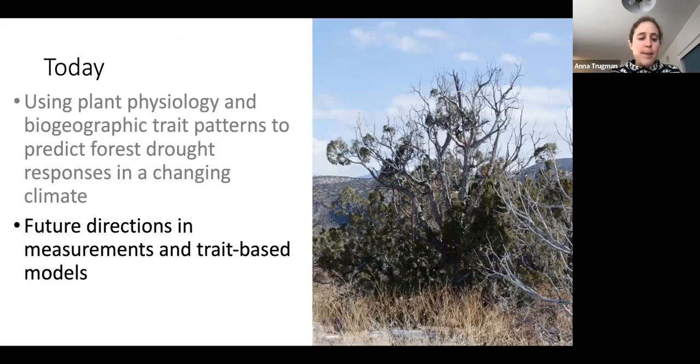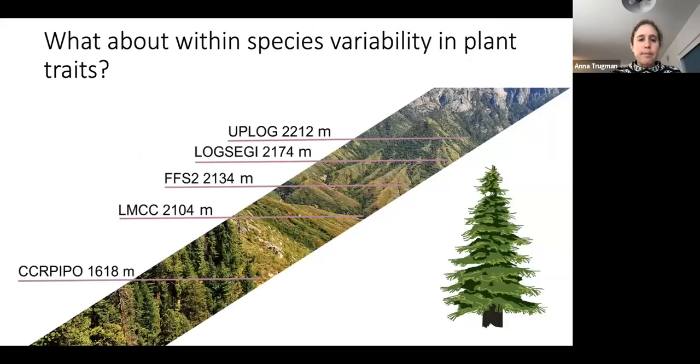And so now I want to talk about some future directions in both the work that we're doing in my lab and other researchers are doing, both for measurements and trait-based models. So I showed you some simulations based on species averages and community weighted means that we've mapped to forest inventory to parameterize our models. But I think there's still a lot of ongoing questions about within species variability in different traits and how they mediate vulnerability both during the life cycle of a tree and across space.